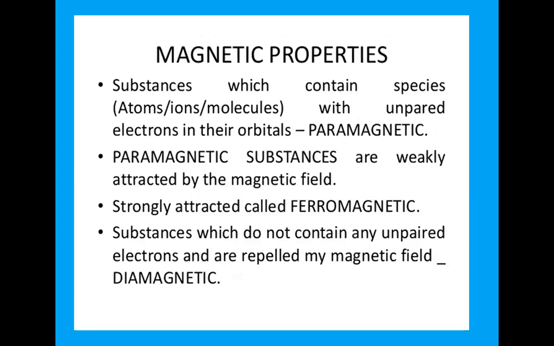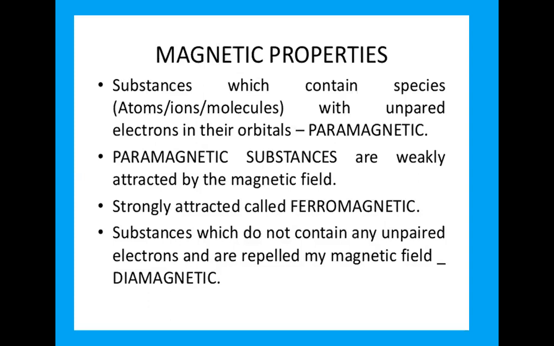Those substances which contain unpaired electrons in their orbitals, either in their atomic state, ionic state, or molecule state, are said to be paramagnetic in nature. Paramagnetic substances are weakly attracted by a magnetic field. If they are strongly attracted, then they are called ferromagnetic. The substances which do not contain any unpaired electron and get repelled by a magnetic field are said to be diamagnetic.